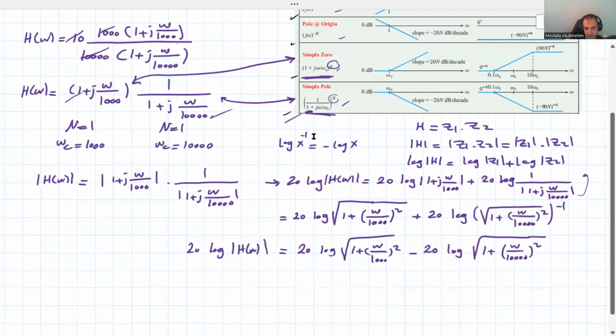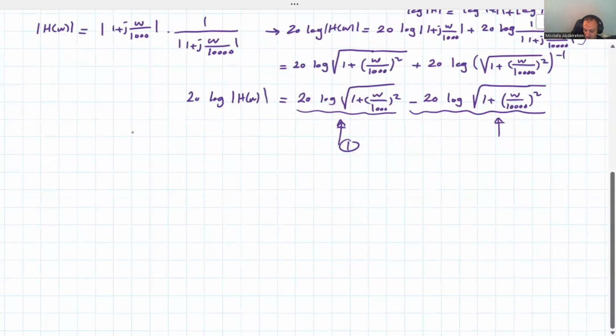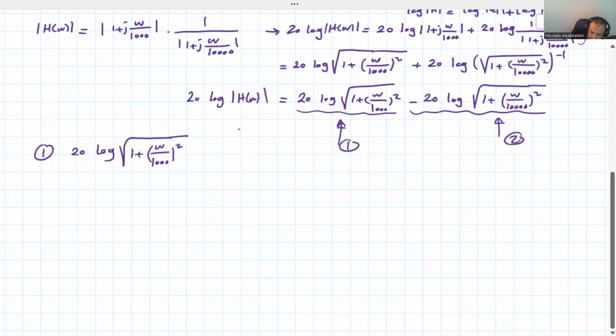Now how to draw that? Divide and conquer. We're gonna look at each term by itself. This term is a simple zero, and this term is a simple pole. This one here we can call number 1, and this one with the minus 20 we can call number 2. So for number 1, the 20 log square root of 1 plus omega over 1000 squared.